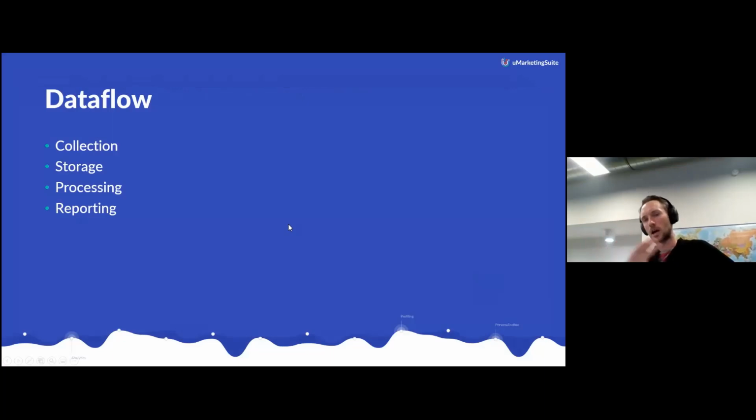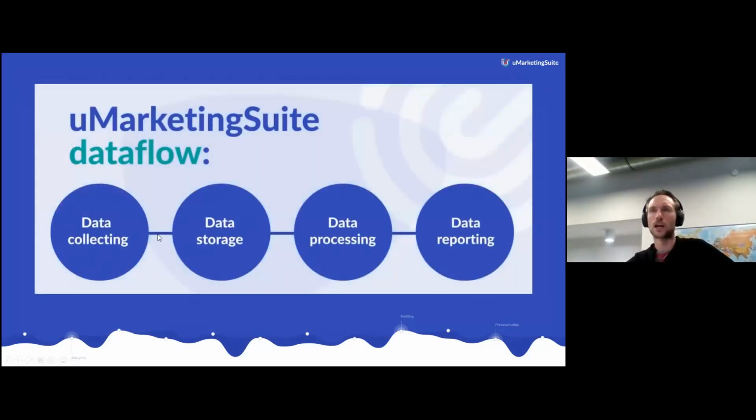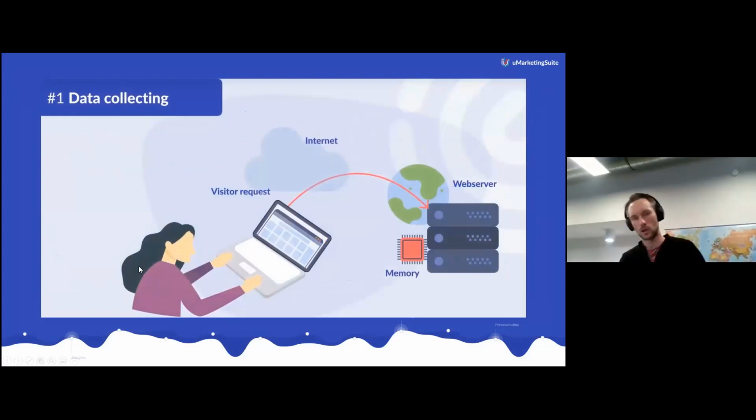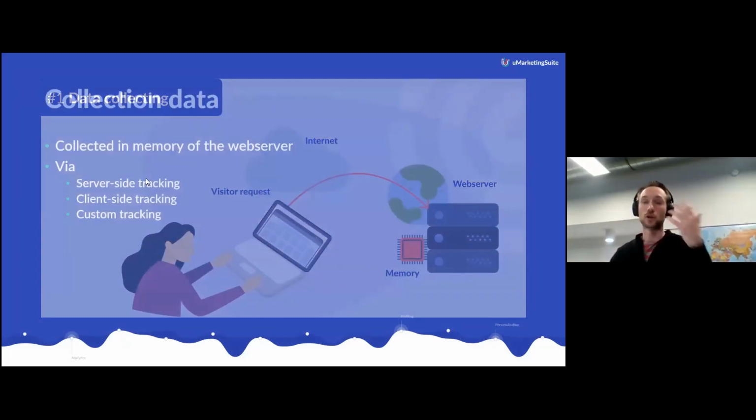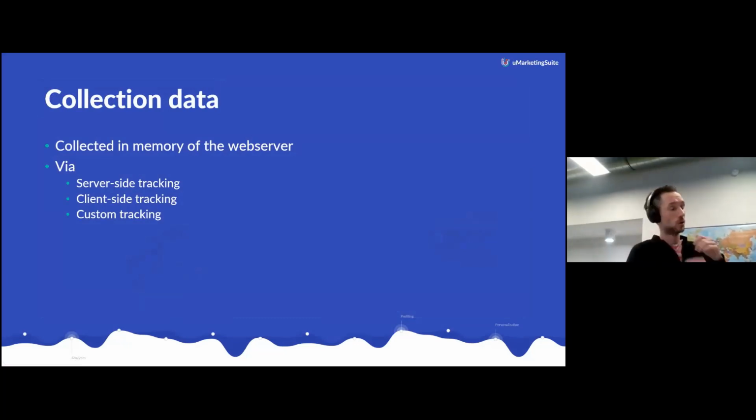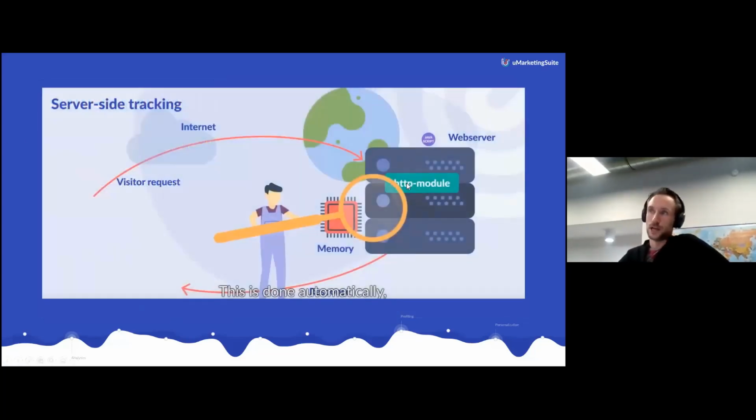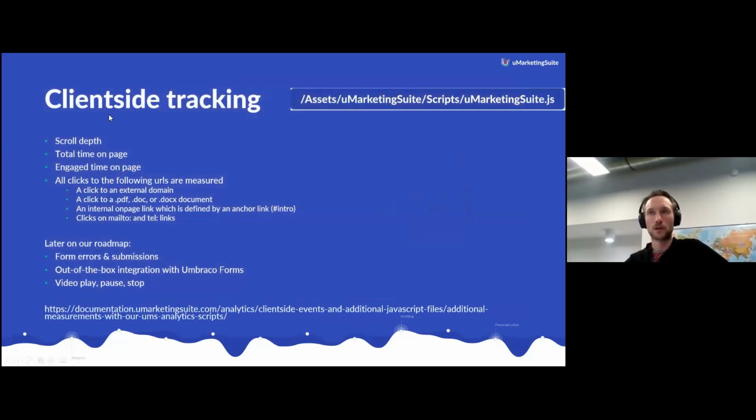And if you look to the data, how it's collected, it goes through a flow: collection, storage, processing, and reporting. If we look to the first step, the data collection, a visitor on their laptop browses through the internet and comes to the web server, and we collect that page view in memory. That's the first step. We collect in memory who was the visitor, distribute a cookie to him or her, which page did they visit, etc. We're doing that via server-side tracking. So an HTTP module intercepts and places the request in memory, but we also have client-side tracking.